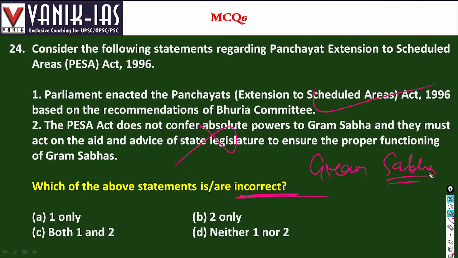That is because it is mandated by the Panchayat Extension to Scheduled Areas Act, that is PESA Act, in 1996. Right. So the second statement is wrong. Gram Sabha is the most powerful. So which is the incorrect? Incorrect is the second. B is the one. B only is the incorrect statement.